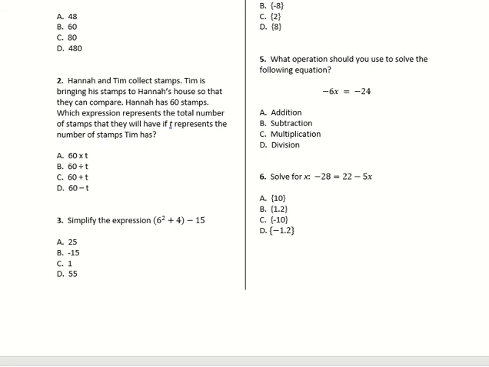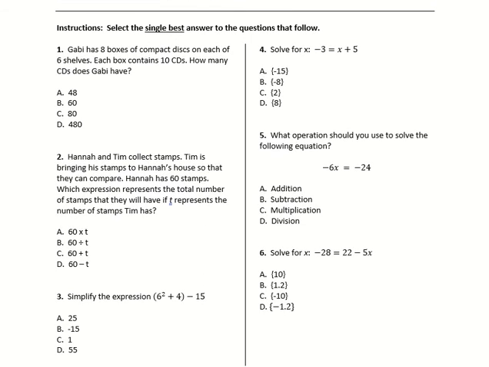Number 3. Simplify the expression. Quantity 6 to the power of 2 plus 4 and quantity minus 15. A, 25, B, negative 15, C, 1, or D, 55. Number 4. Solve for x. Negative 3 equals x plus 5. A, negative 15, B, negative 8, C, 2, D, 8.